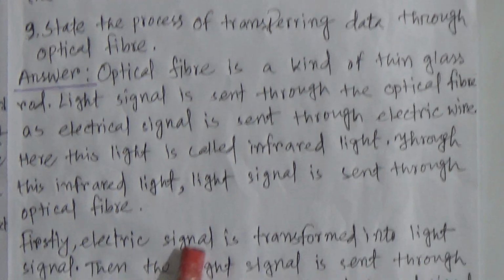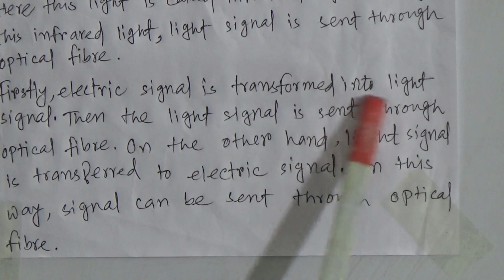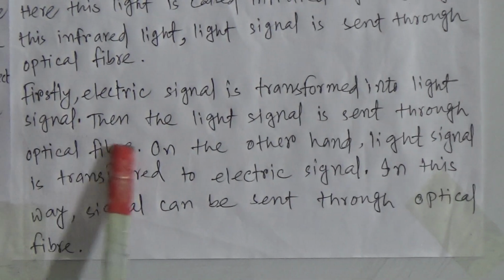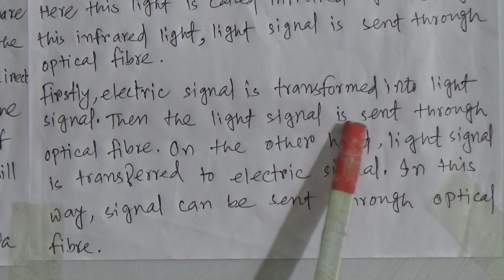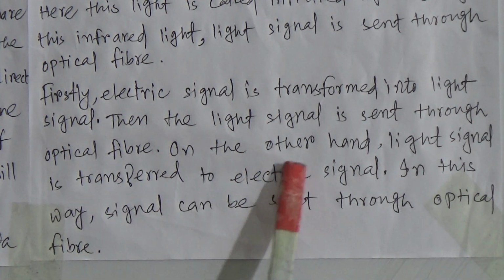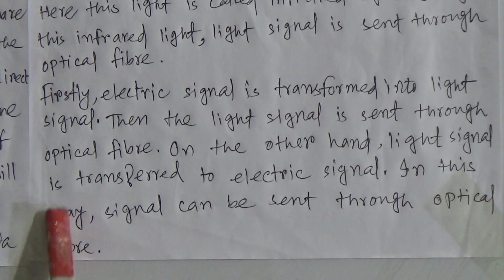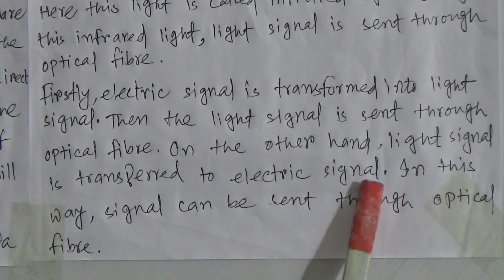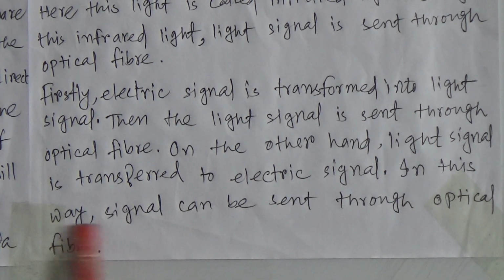Firstly, electric signal is transformed into light signal. Then the light signal is sent through optical fiber. On the other hand, light signal is transferred to electric signal. In this way, signal can be sent through optical fiber. So my dear students, these are our 3 questions' answers: question number 7, question number 8 and question number 9.